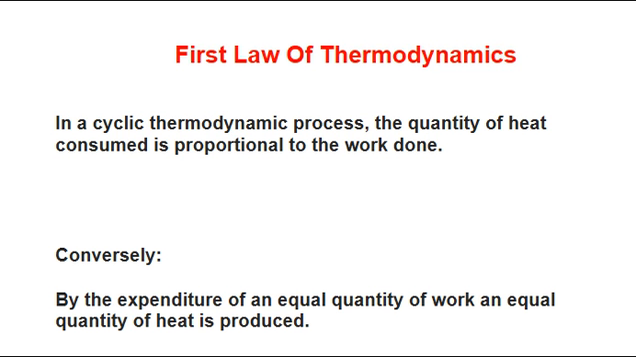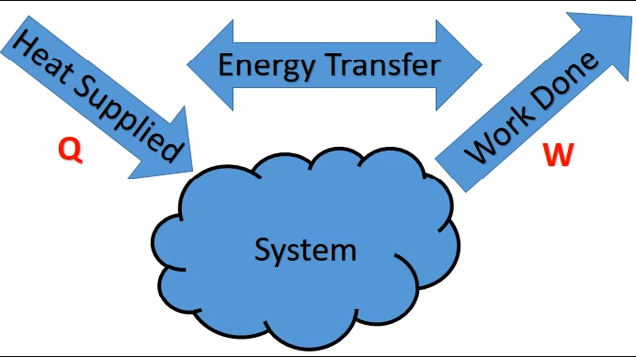If you look at the statement of the first law, it states that in a cyclic thermodynamic process, the quantity of heat consumed is proportional to the work done. Conversely, by the expenditure of an equal quantity of work, an equal quantity of heat is produced. Let's try to understand this with an example.